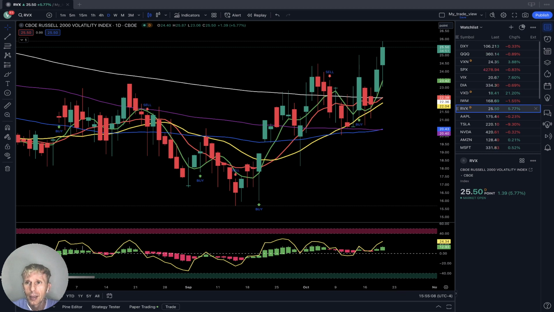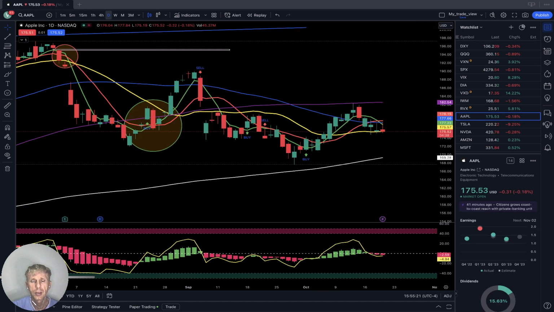5.77 now. As of now, today is October 19, 2023. Okay, RVX bullish. It is bearish for Russell 2000. Apple flat today, minus 0.25%.